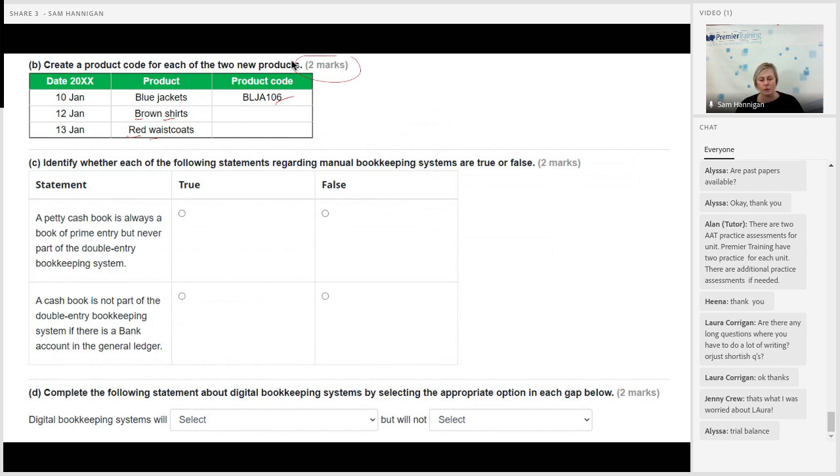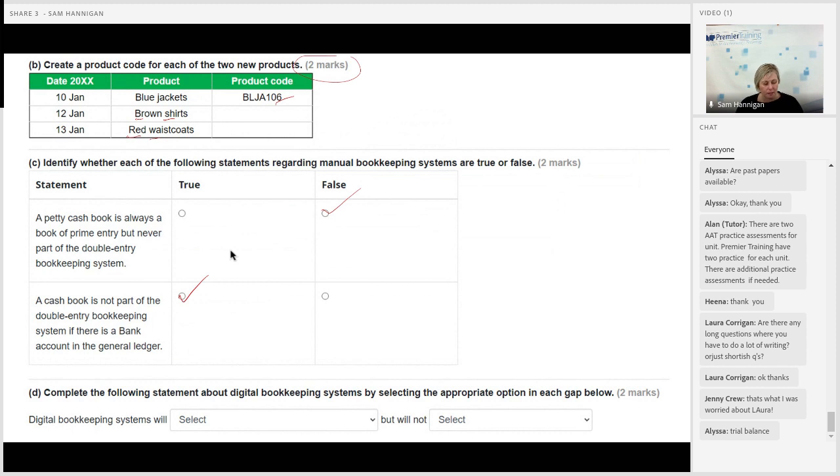Identify whether each of the following statements regarding manual bookkeeping is true or false. So it says a petty cash book is always a book of prime entry, but never part of double entry bookkeeping. Oh, we've just had this conversation. Well, that's false, okay? Because it can be part of double entry. A cash book is not part of the double entry bookkeeping system if there is a bank account in the general ledger. Well, that's true, because if you're not using a cash book, and you're using a petty cash account and a bank account, then it's 2 separate.